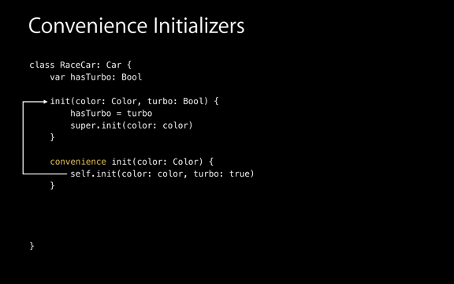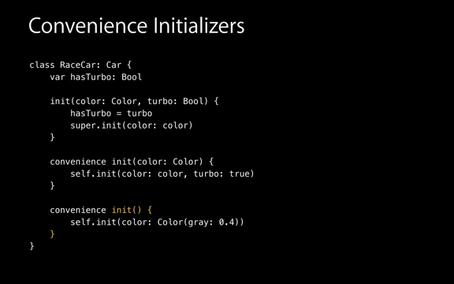And we can even provide more than one convenience initializer. So we can provide a convenience initializer that lets us create a race car, providing no parameters at all, and then delegates this task, providing a default gray value, and it calls the other convenience initializer we've just declared. And that, in turn, of course, has to call the designated initializer to actually set the values. And because we have a superclass to deal with here, that initializer needs to call its superclass.